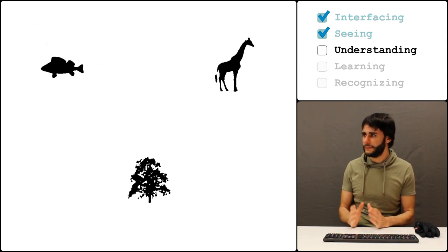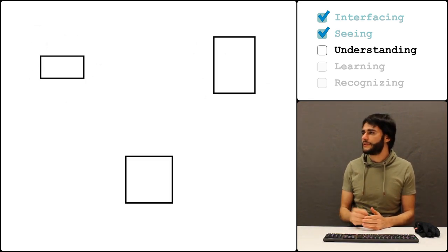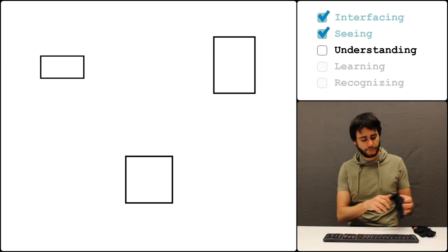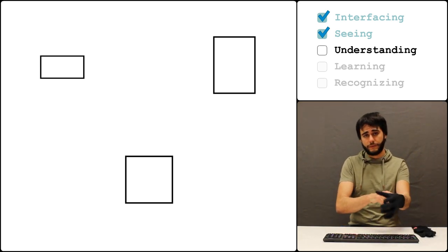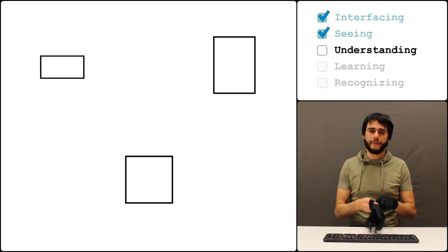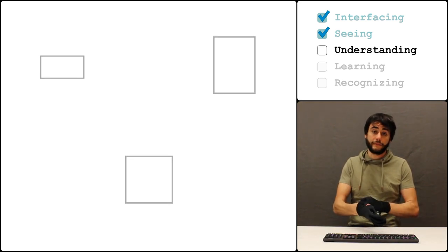We need to think much simpler. Look at this. Can you still tell which is which? I can, kind of. These boxes look quite different. So next, I'm gonna write a function that gets the bounding box of the object.